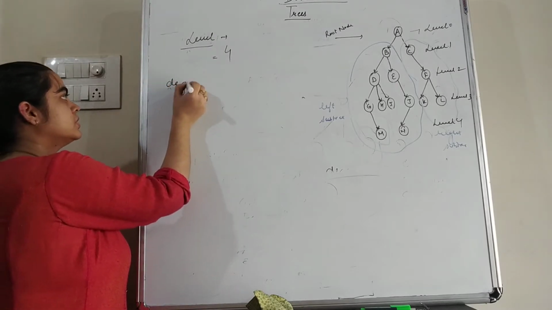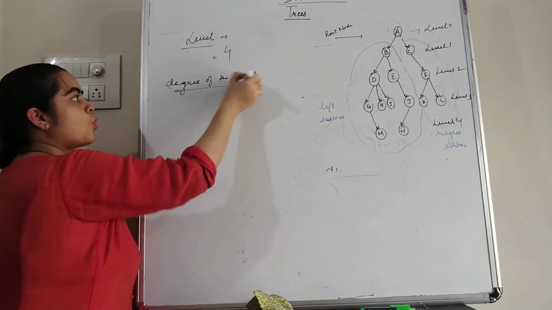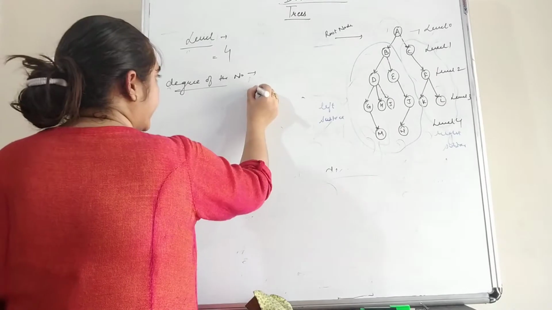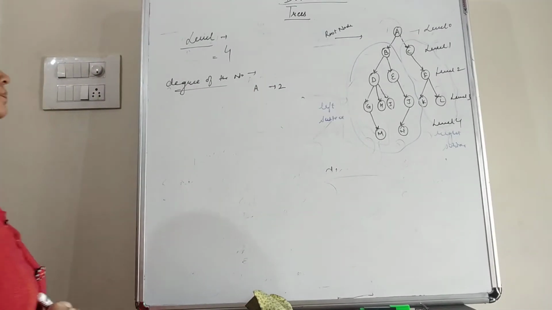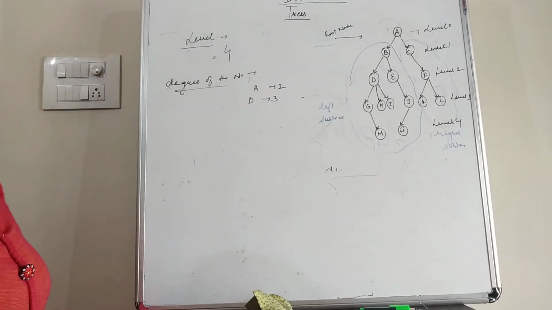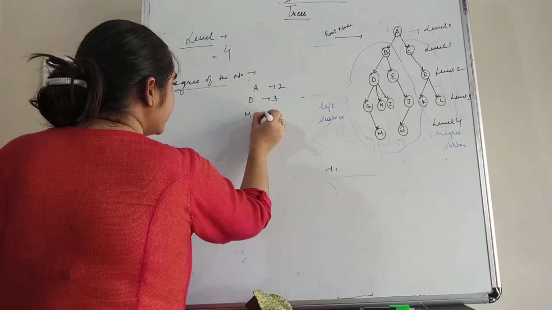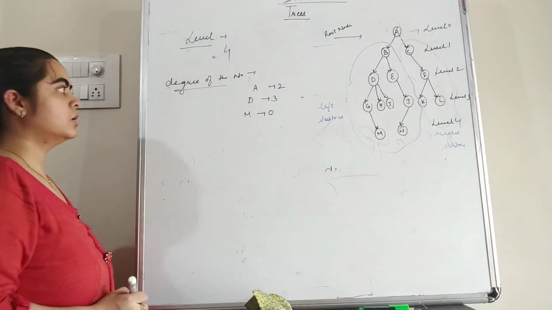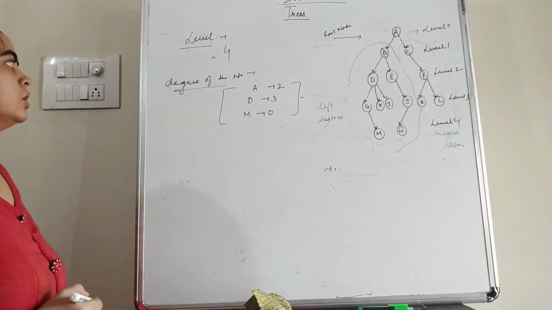Next one is degree of the node. So students, the degree of the node is the total number of children of the particular node. For A, the degree is 2 because there are only 2 children for A. Next is D. For D, the degree is 3 because D has 3 children, G, H and I. For M, the degree is 0 because there is no further child connected with M. So degree means the number of children of that particular node.